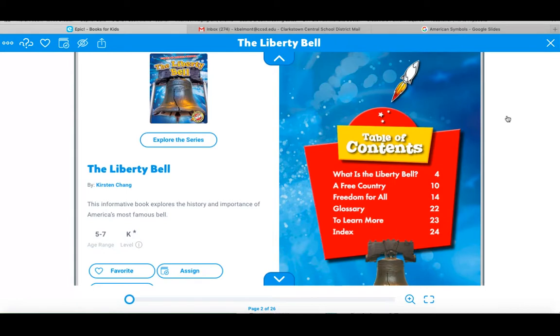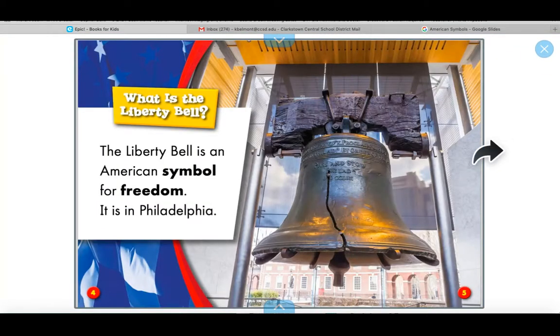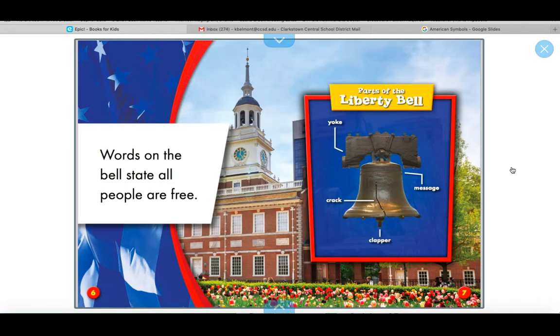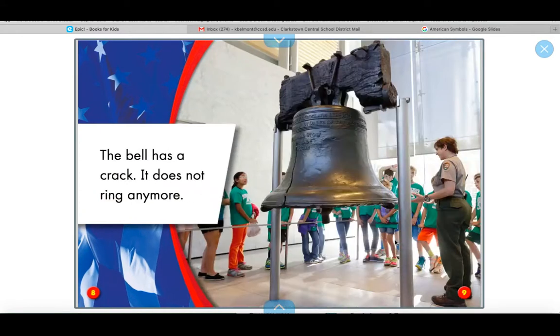Okay, so we have our table of contents. What is the Liberty Bell? A free country, freedom for all, and glossary. Glossary is where we get the definition of words to learn more, and index. What is the Liberty Bell? The Liberty Bell is an American symbol for freedom. It is in Philadelphia. Words on the bell state all people are free. And those are the parts of the Liberty Bell. I see yoke, crack, message, and the clapper. The bell has a crack. It does not ring anymore.